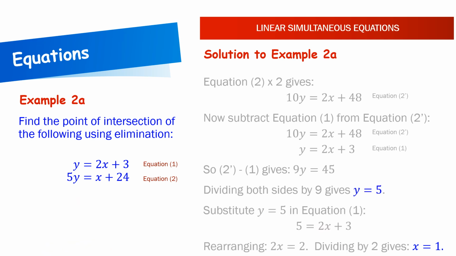Now check that y equals 5 and x equals 1 is correct when substituted into equation 2. Substitute y equals 5 and x equals 1 in equation 2. Now the left-hand side equals 25 and the right-hand side equals 25. So the left-hand side and the right-hand side are equal. Therefore, the check confirms that y equals 5 and x equals 1.